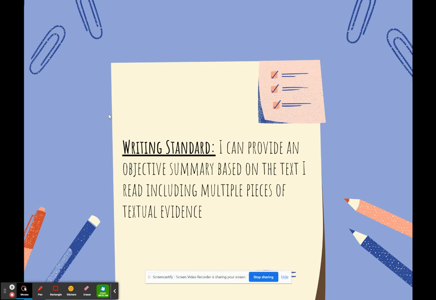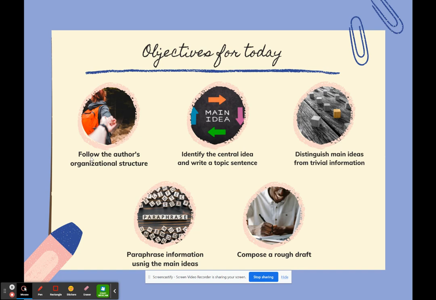When we talk about summarizing, it's important to note that it's part of the Utah Core Standards, which is being able to write an objective summary that uses textual evidence. We are going to do these 5 things today. It's quite a bit, so we're going to make sure we follow the same organizational structure as the author.